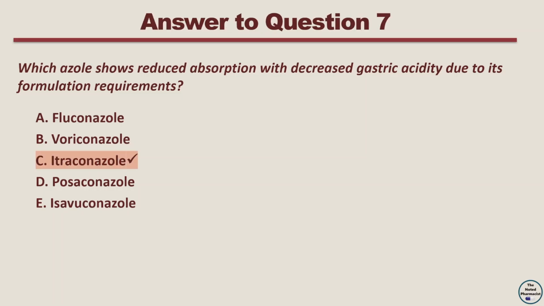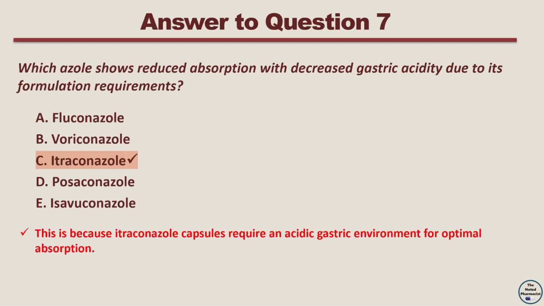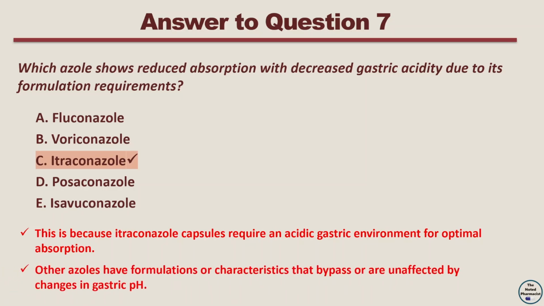The correct answer is option C, itraconazole. This is because itraconazole capsules require an acidic gastric environment for optimal absorption. Other azoles have formulations or characteristics that bypass or are unaffected by changes in gastric pH.